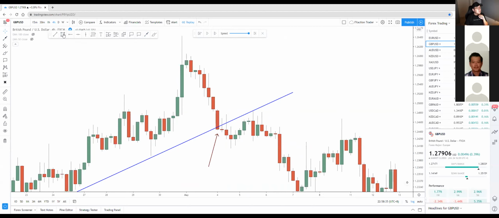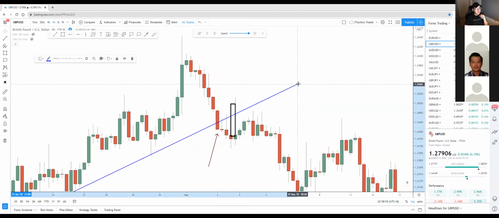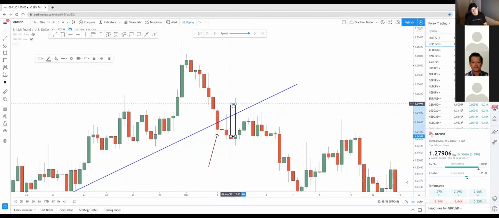Okay, so if after the breakout there is one more candle that closes back to the trend line, so this is not a solid breakout, and probably we need to shift our trend line to here. Okay, so you need to see what the market did after the breakout and what the market did before the breakout. Okay, so we look at here.